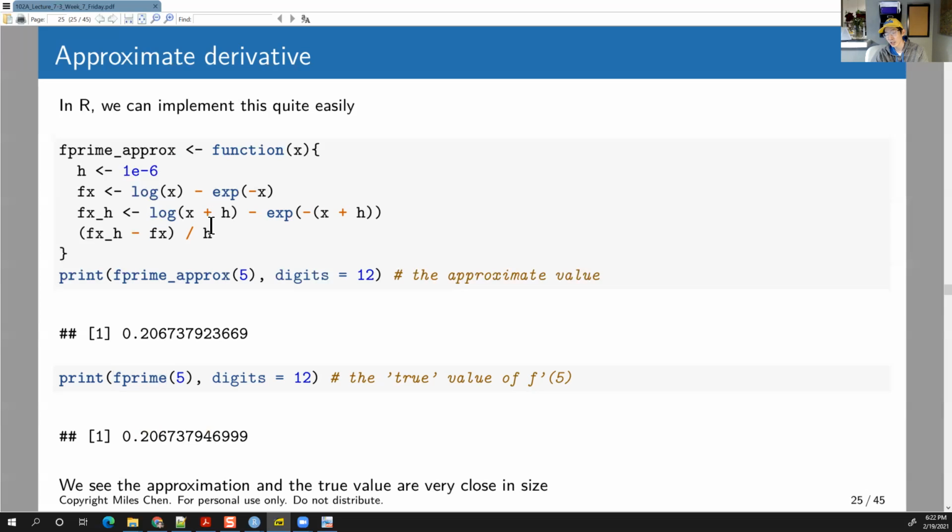And we achieved that without bothering to calculate the derivative analytically. We just said, take this function, add on a small little h value to x, and take the difference and divide by h.